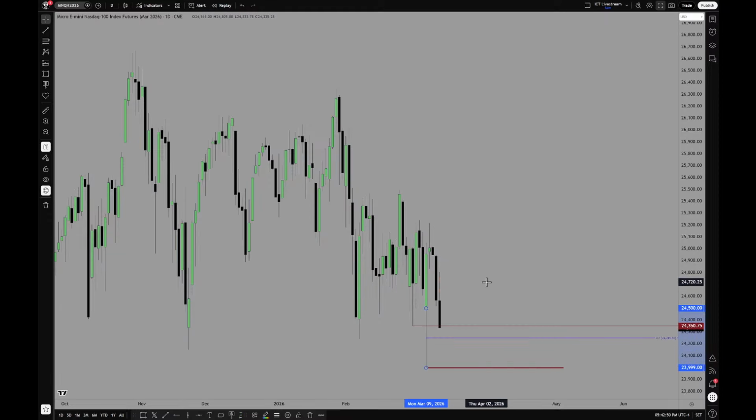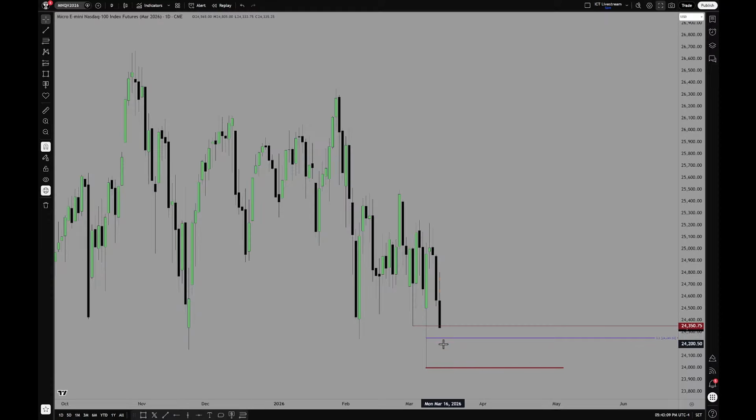Now we can take our fib and measure that. So now what we're going to be watching for is, can we get below the midpoint, which is consequent encroachment of this discount wick? It needs to close below that. Now, I think we're going to probably open below that. I kind of anticipate that happening. It doesn't mean I'm right. It just means that I'm expecting that to happen.